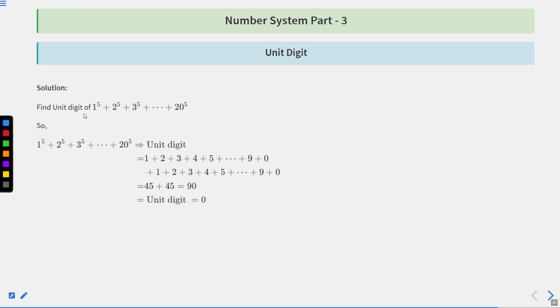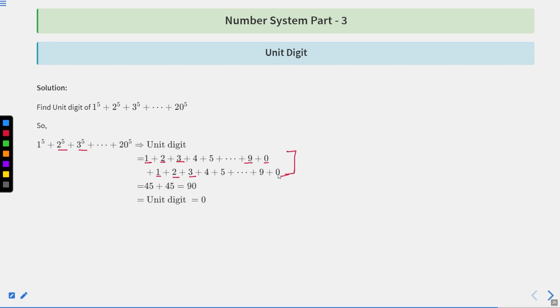So for 1 to the power 5, unit digit will be 1. For 2 to the power 5, unit digit will be 2. For 3 to the power 5, unit digit will be 3. And so on, for 9, unit digit is going to be 9. For 10, unit digit is going to be 0. For 11, unit digit is going to be 1. For 12, unit digit is going to be 2. And so on. So till 20, you can write this down.